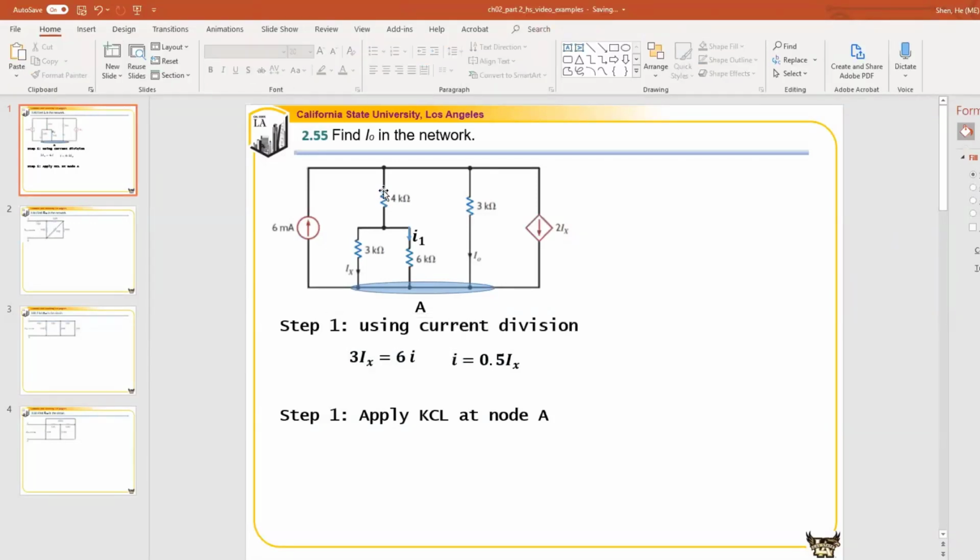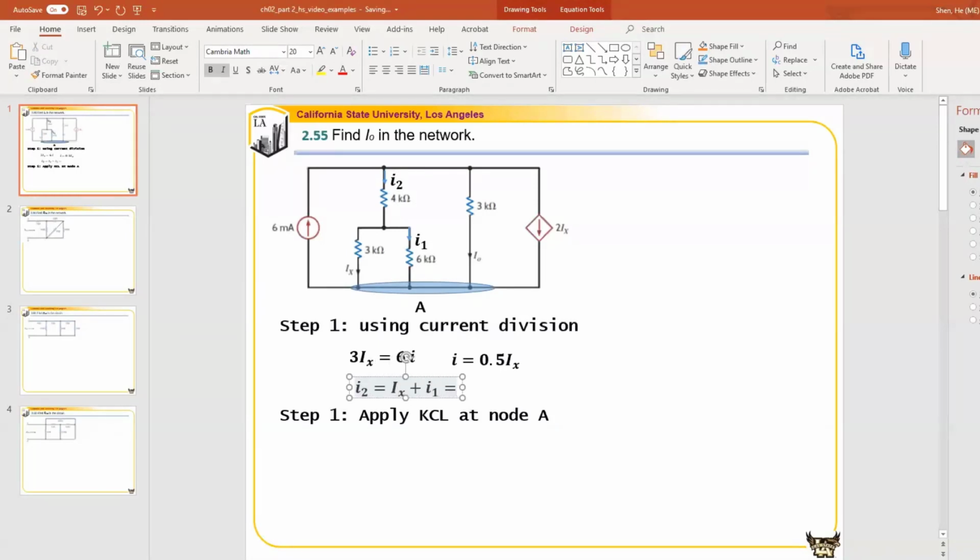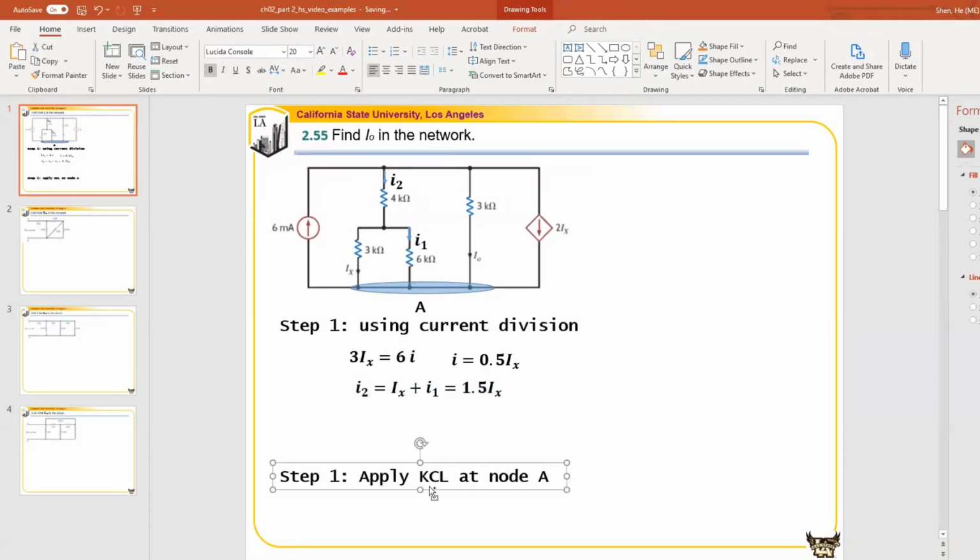From there, we can also find the overall current in this branch. Let's call the current over here I2. So we'll be able to find I2 is equal to Ix plus I1, so that is 1.5 Ix. At the same time, the overall resistance for the network, we also know that, right?